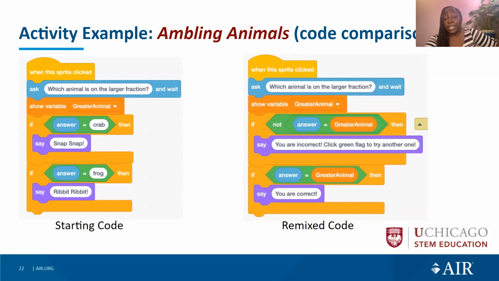They were able to tell that the greater animal variable held the actual answer to the problem, the correct answer. And so they set up a comparison between the user input, which is in that blue oblong block, and the greater animal variable, which is in this orange greater animal block. And they said, if it's not equal, then say you are incorrect. Click the green flag to try another one. If it is equal, then say you are correct.